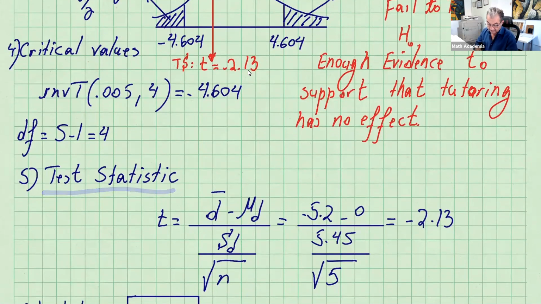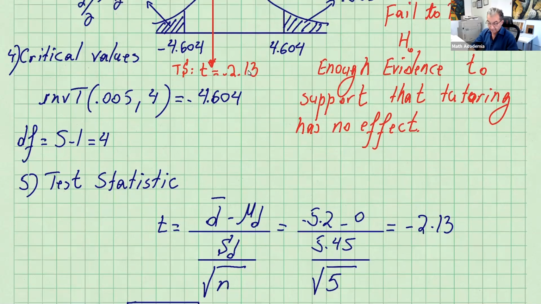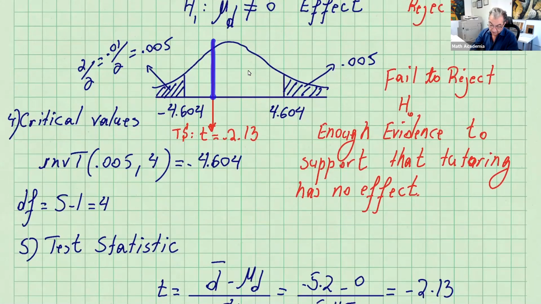Next step is the test statistic: D bar minus mu sub d over S sub d over square root of n. We have D bar, we calculated that. Mu sub d is always 0 here. So it's D bar over the standard deviation over square root of n. And if you do that, you get negative 2.13. Negative 2.13 is in the non-shaded area.